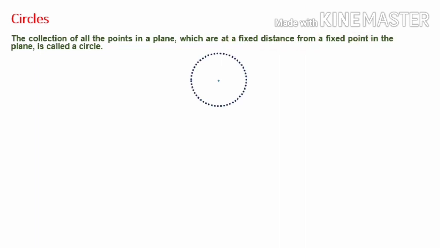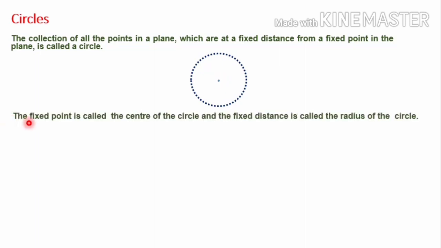For example, there is a fixed point and there is a fixed distance also from the collection of points. There are dotted points shown here. If you take any one point from these dotted points and if you measure the distance from this point to this fixed point, that is same for any other point from these dotted points. So when you join these dotted points, we will get a circle. The dotted points' property is that they are at a fixed distance from this fixed point.